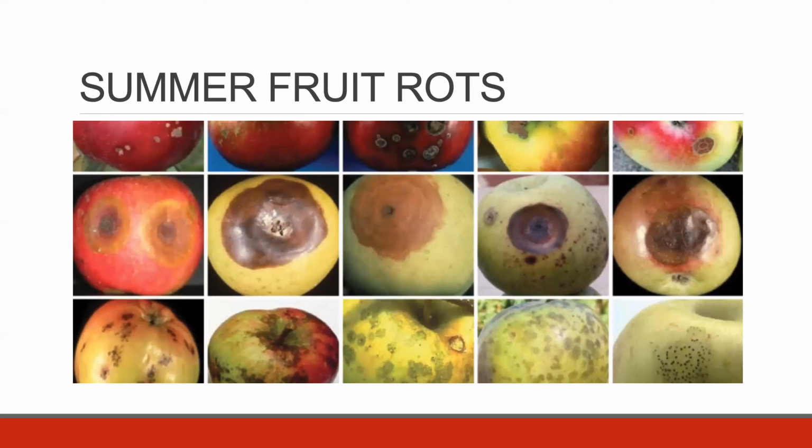Fruit rots can result in total crop losses if they are not managed correctly. Fruit blemishes don't generally result in crop losses, but can decrease the market value of the crop. Fungicides and crop sanitation practices are the two main methods for managing summer apple diseases, and programs will shift from a 5 to 7 day schedule to a 10 to 14 day schedule.